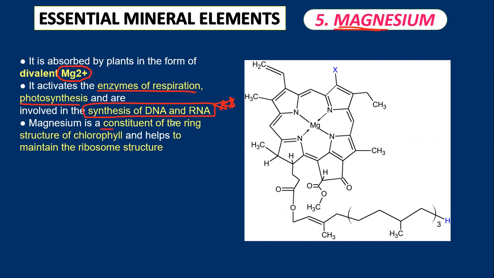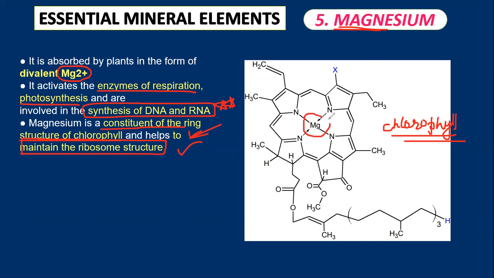It is a constituent of the ring structure of the chlorophyll and helps to maintain the ribosome structure. Both of these are previous year questions. Look at this: ring structure of chlorophyll, which is a green colored pigment that helps in the process of photosynthesis.